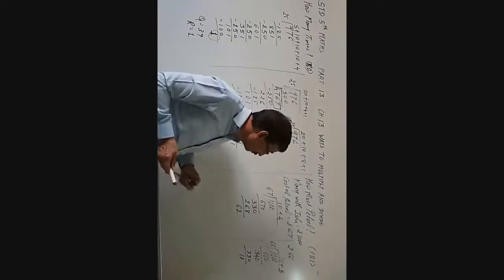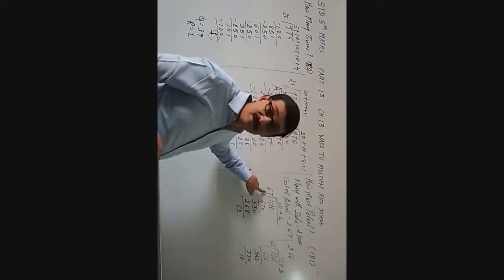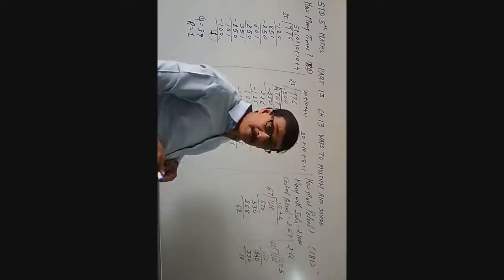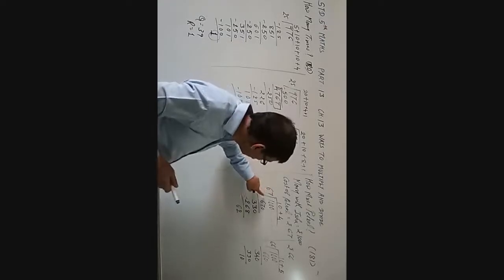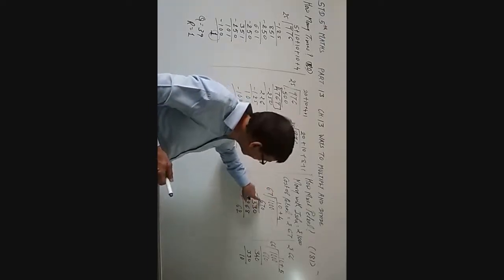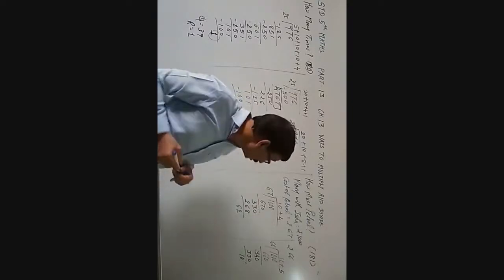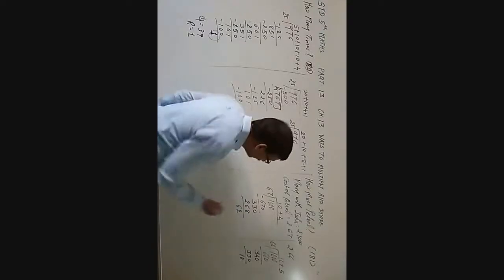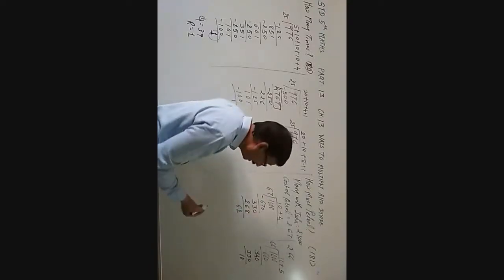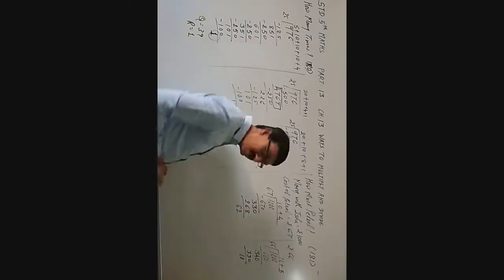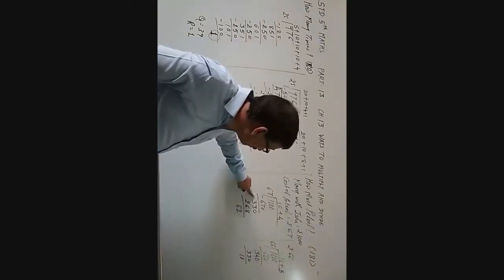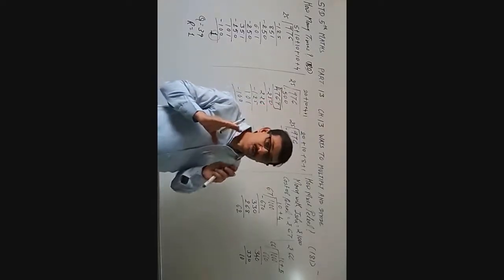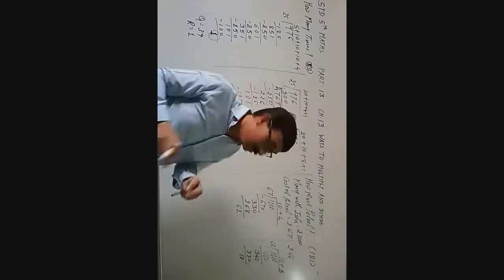Now 67 multiplied by 10, we just have to put 0 over here, that is 670, isn't it? So by subtracting from 1000, we find 330. Now there is 330. If we multiply 67 by 5, just do this multiplication in your mind.